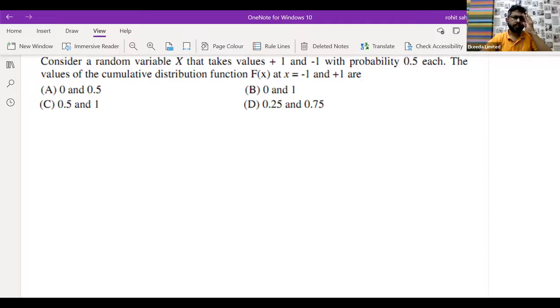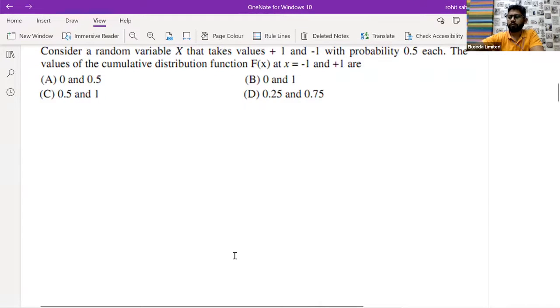Consider random variable x taking values 1 and -1, probability each being 0.5. Find the value of the cumulative distribution function at x equal to -1 and 1. It's simple, but I'm just expecting that one of you should answer me. Meanwhile, I can get you more interesting questions. Anyone, please try. This is based on everything I just explained, and in fact I've explained it with an example, so we have already done one question on that.